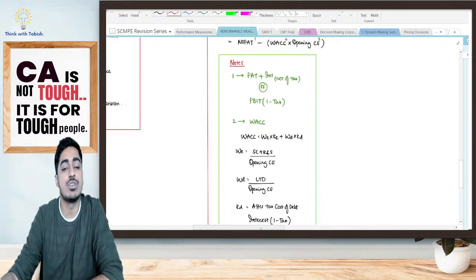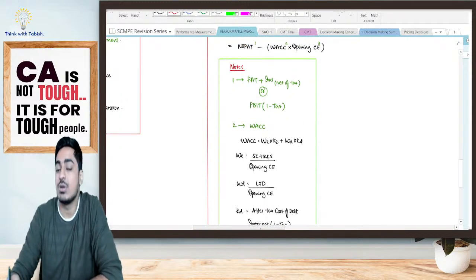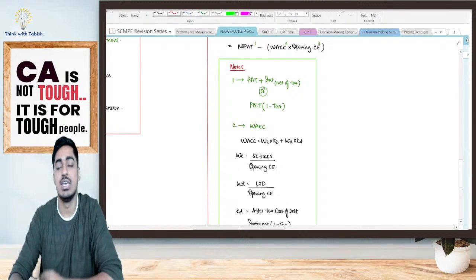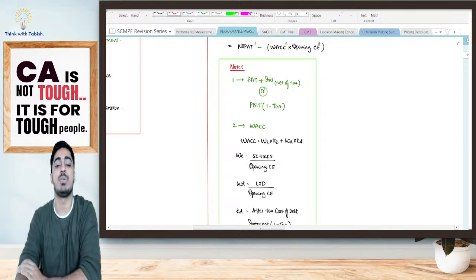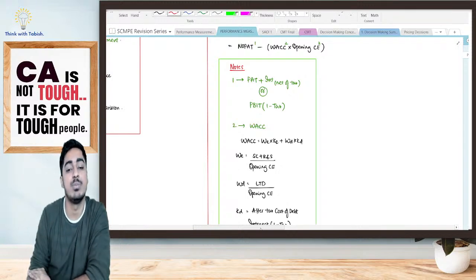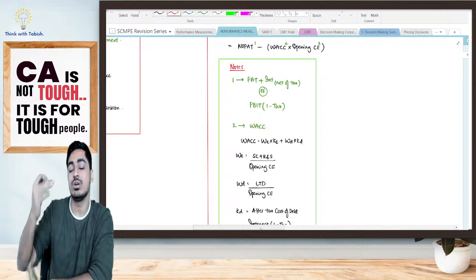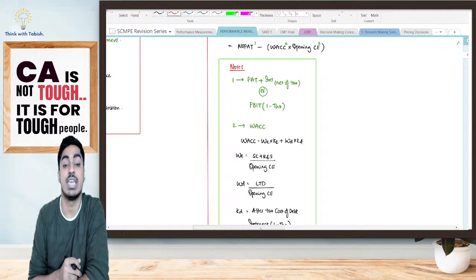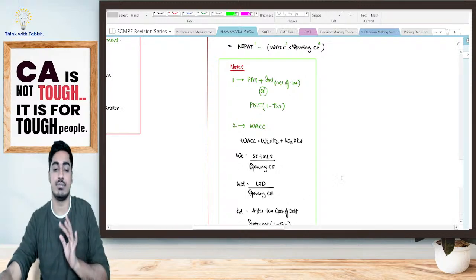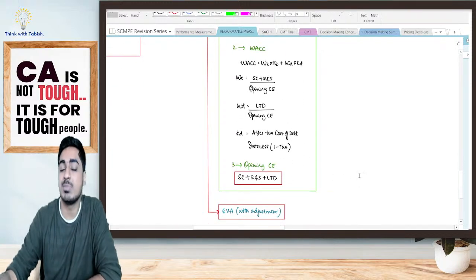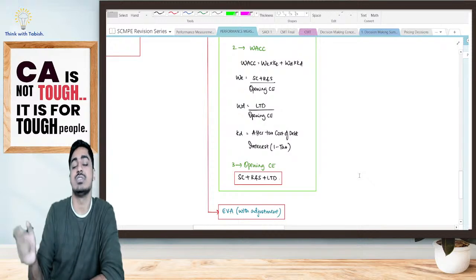Again, your weighted average cost of capital is your weight of equity into cost of equity plus weight of debt into cost of debt. Weight of equity is the percentage of your equity to total capital employed: share capital plus reserves and surplus divided by opening capital employed. Weight of debt is your long-term debt divided by total opening capital employed. Cost of debt, remember, is your after-tax cost of debt. Is it clear, everyone? Now, opening capital employed is your share capital plus reserves and surplus plus your long-term debt.